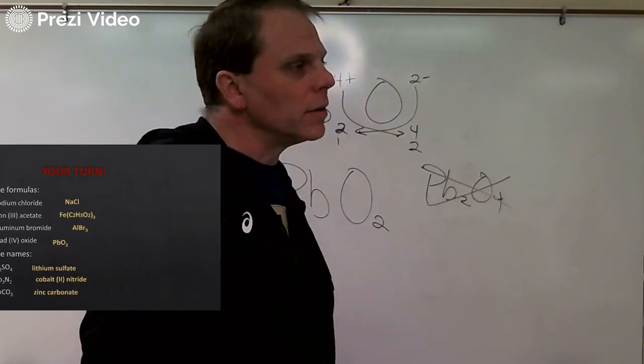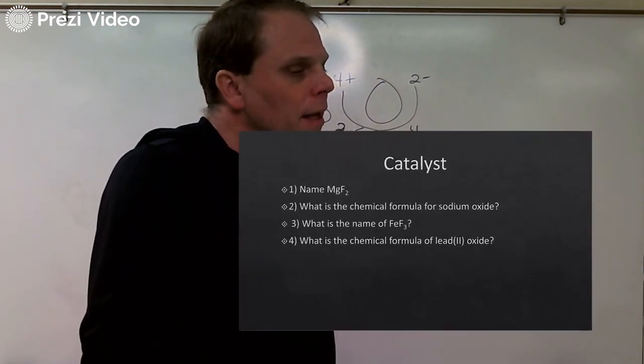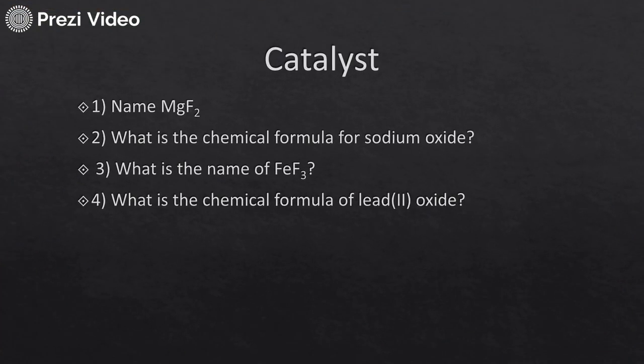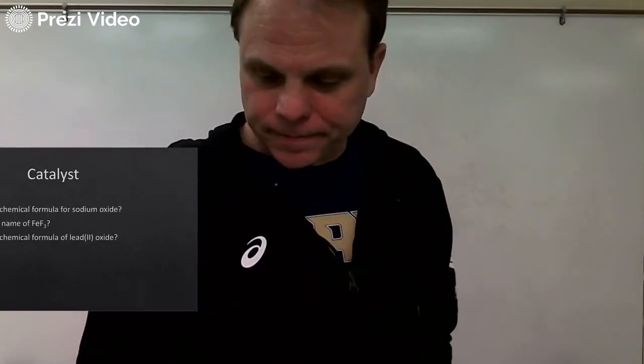And, oh, we already did that one. Let's go to this next one. So, let's see if you can figure out the name. So you actually get to practice this one without having the answers given to you. You actually can figure out the name of MgF2, the chemical formula for sodium oxide, the name of FeF3, and the chemical formula of lead 2 oxide. So maybe go ahead and pause and practice that, and I'll go through the answers now for those.